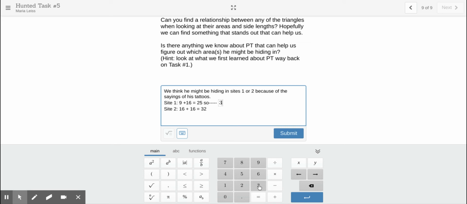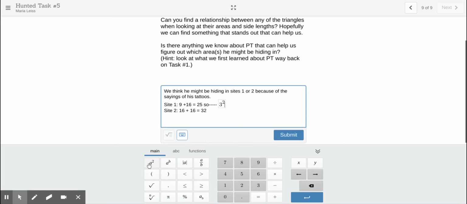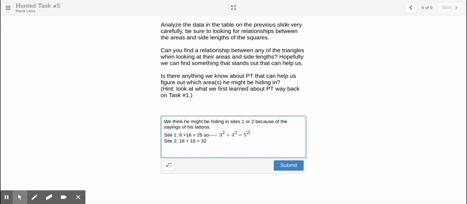So I'm going to click the 3. I come up here and click squared. There we go. Plus, how did we get 16? Yep, we did 4 squared. Equals, how did we get 25? We did 5 squared. Very good. And we know the same relationship applies here.